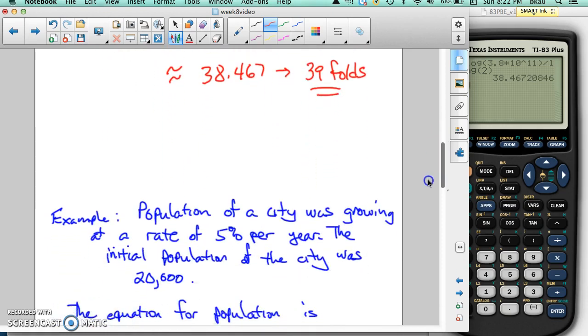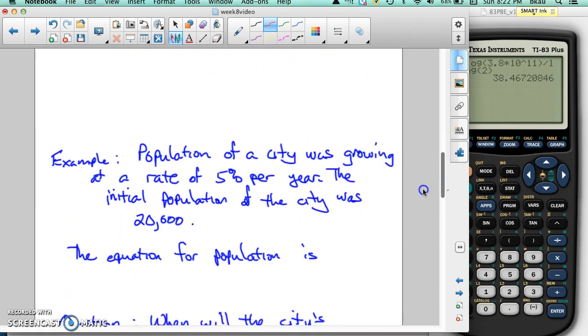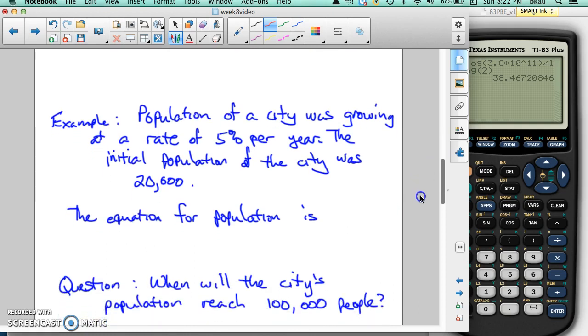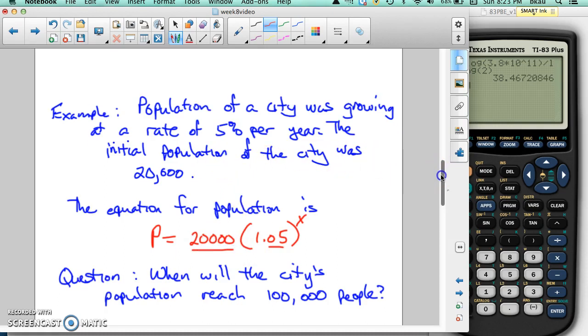Now, my second example was in that same section where we did population. The population of a city was growing at a rate of 5% a year, and the initial population of the city was 20,000. Our equation for the population was P equals 20,000 times 1.05 to the x power. So 5% was our growth, and this was our initial amount. Those two values always go there.